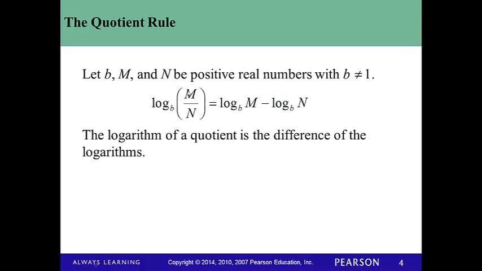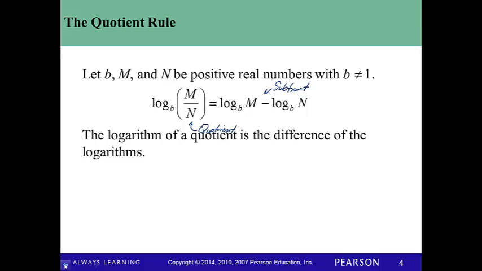The second property is where you have a quotient in your argument. So again, B, M, and N are positive real numbers, and B is not equal to 1. And this time we have log base B. Again, our base is B. And inside of our argument, we have a quotient. So they're each going to get their own individual logs with the same base. And it's going to be log base B of M minus log base B of N. So you go from a quotient to now a subtraction.